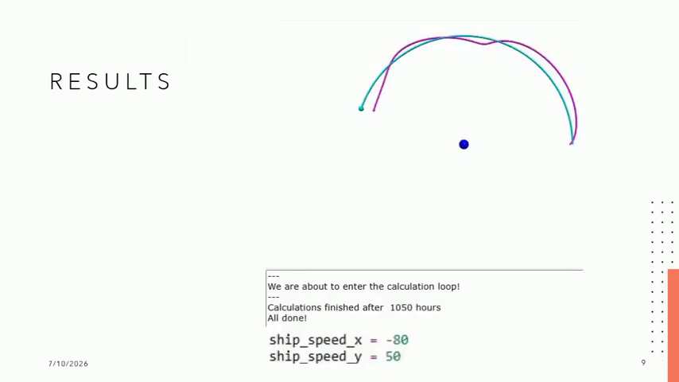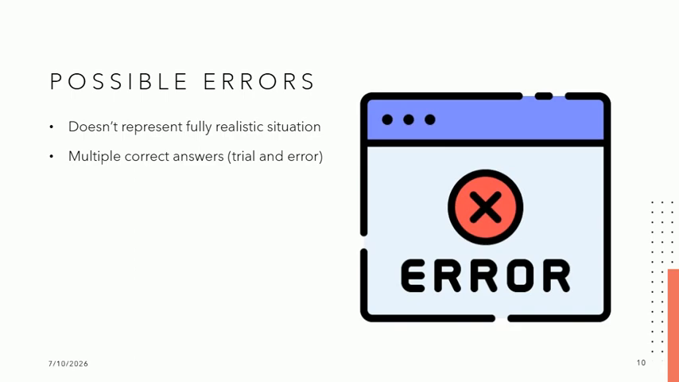So these are the results of it. It follows the planet at first on the outside, and then it goes under it and back around. After trial and error, I discovered that negative 80 is the correct speed for the x-axis, and that 50 worked well for the y-axis.